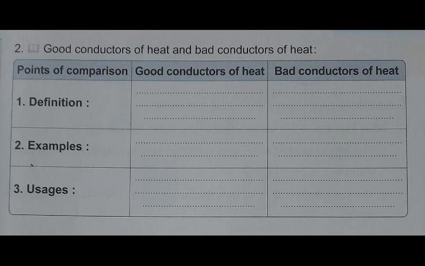Usages. What do we use good conductors of heat for? In making cooking pots and kettles. Bad conductors of heat are used in making the handles of cooking pots, electric iron, and kettles. And what else? Heavy blankets and woolen clothes.